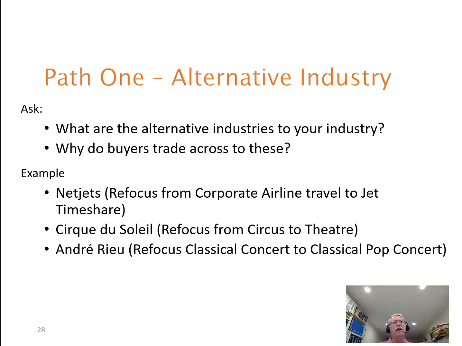If you want to look at an alternative industry, you can ask, what are the alternative industries to your industry? Why do buyers trade across these? Cirque du Soleil is one great example, which refocused its emphasis from a circus to a theatre. Andre Rieu shifted from a classical concert to a classical pop concert.